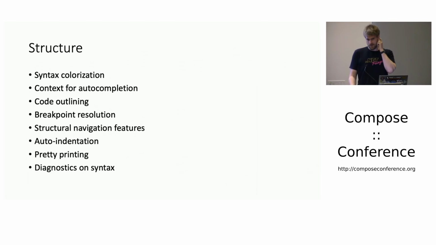So, as a very brief round robin about how those sorts of things fit together: colorizing syntax, I mean just basic colorization, like distinguishing keywords from values or keywords from literals. That's where this sort of stuff comes in when you just parse. You can get context for auto-completion, actually.